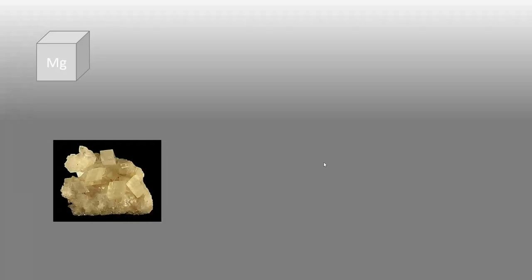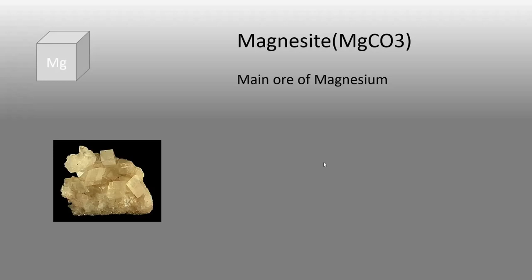Our next metal is magnesium. Magnesite, MgCO3, is the main ore of magnesium. You can see it in the picture. It mostly contains magnesium, cobalt, and nickel, and it is generally found in Uttarakhand, Tamil Nadu, and Rajasthan. One more thing for static questions: the maximum deposits of magnesium are in Rajasthan and Madhya Pradesh. So the main ore of magnesium is magnesite.